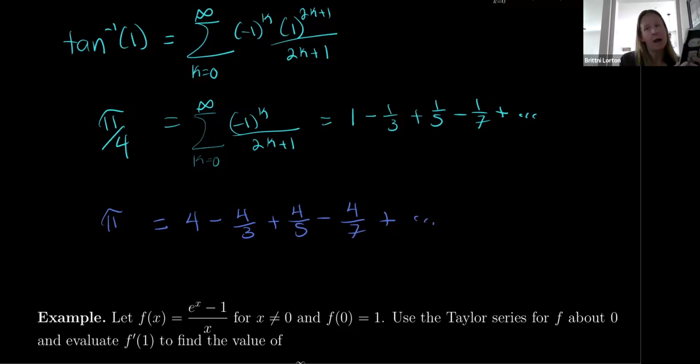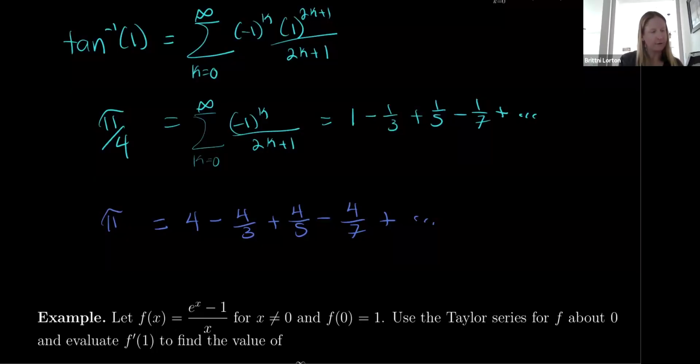So pause the video and go get a calculator. Now you're back in your calculator. Don't type in pi. Type in 4 minus 4/3 plus 4/5 minus 4/7. Maybe do one more, plus 4/9 minus 4/11. You've got a pattern going on. You know that every other one should be negative. I forgot a negative.